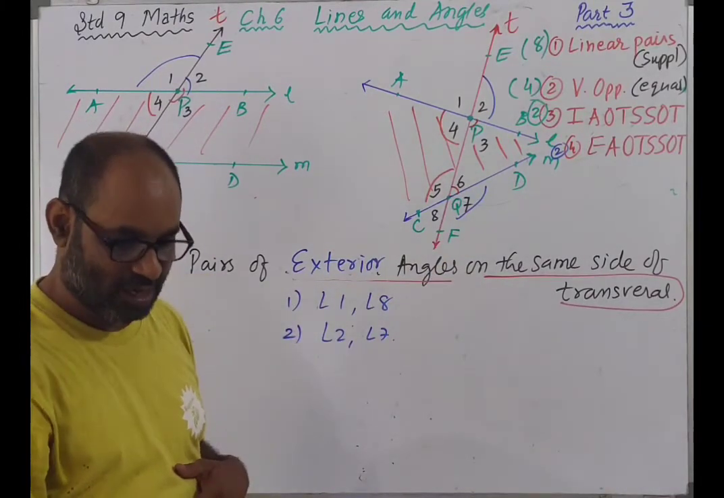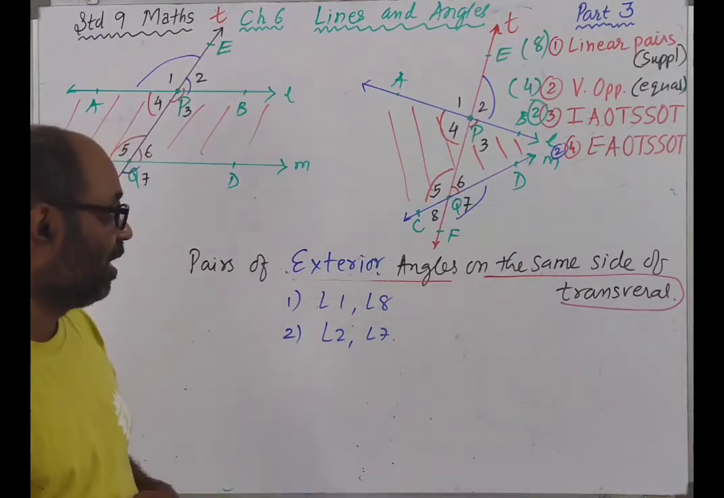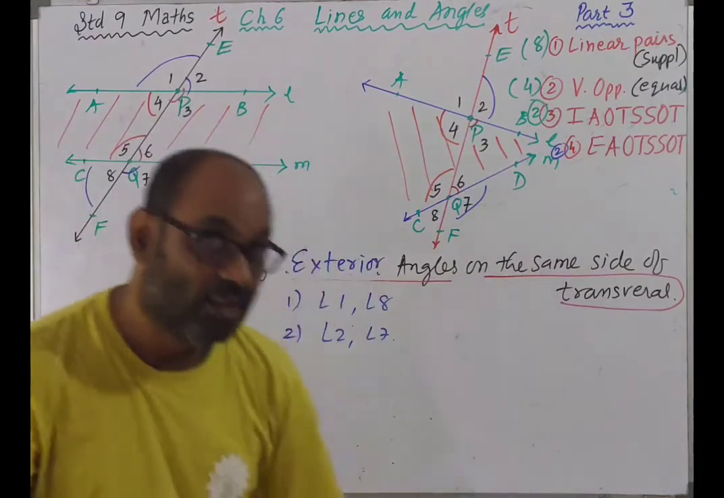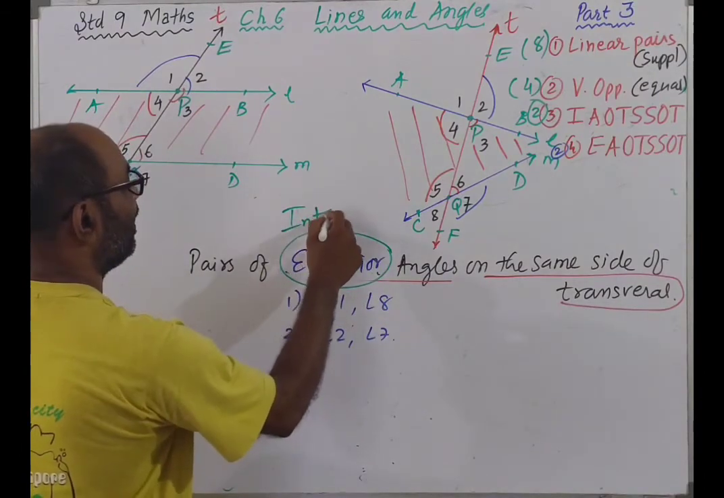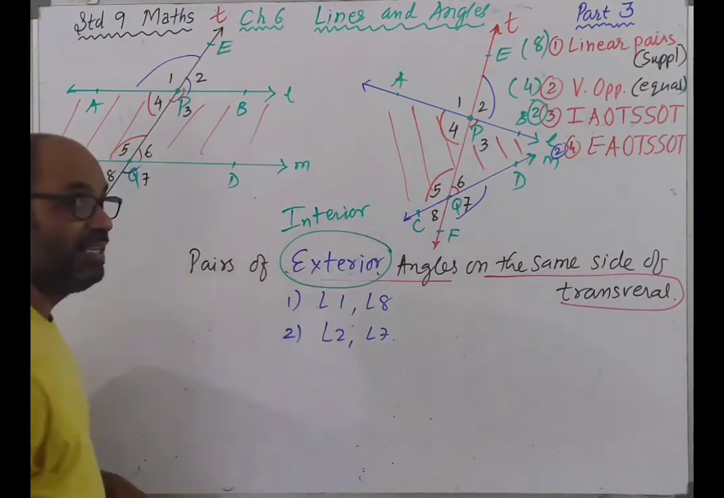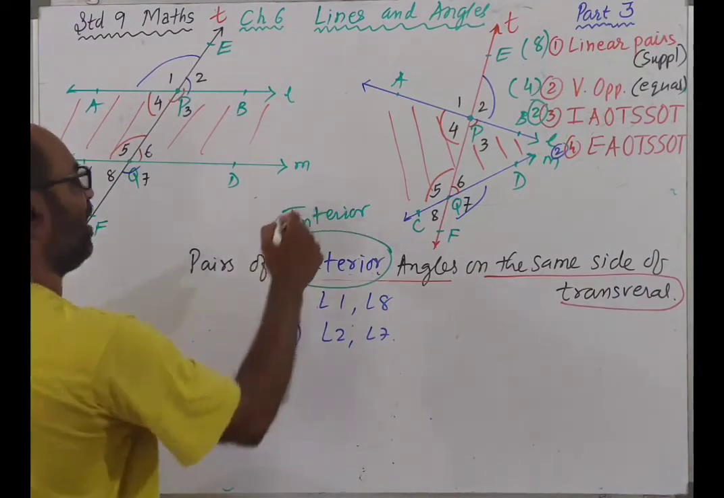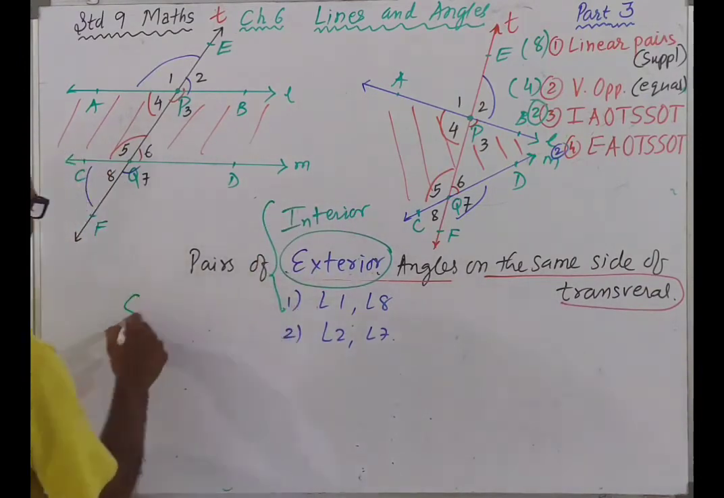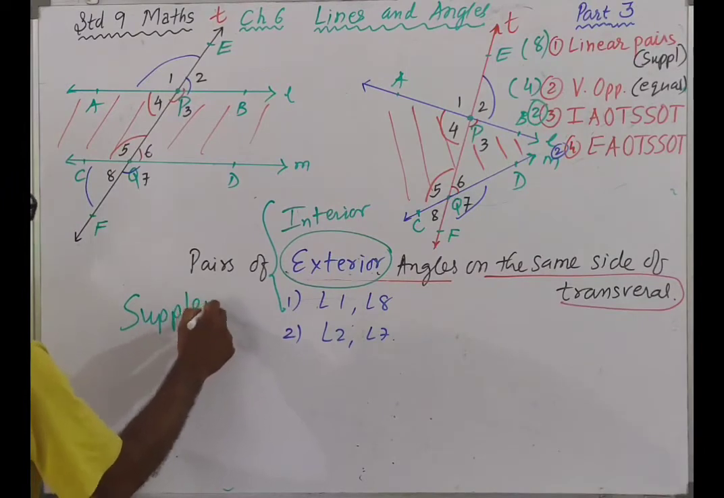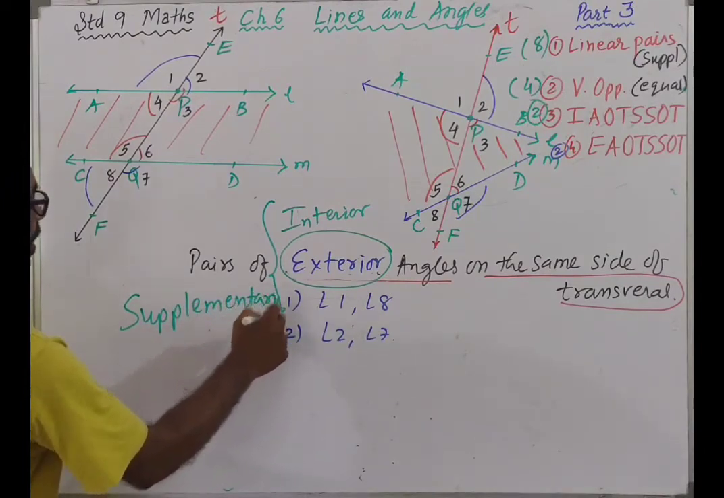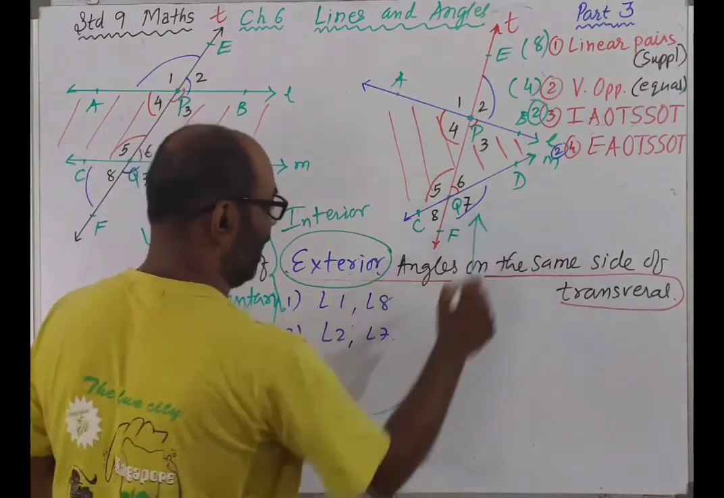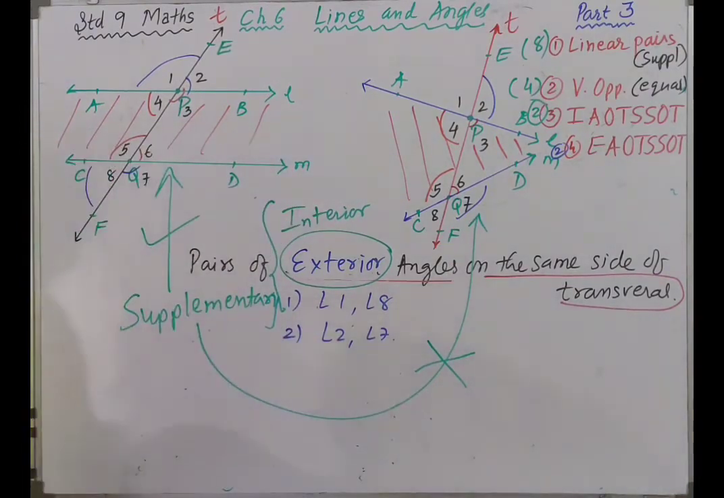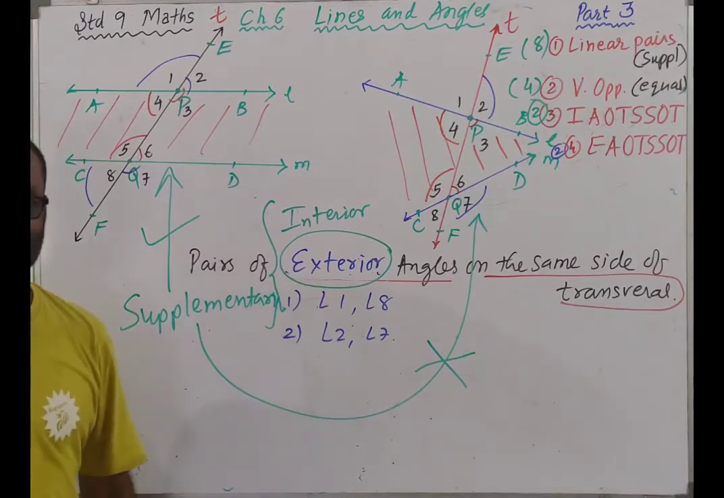Only 2 pairs. Alright. मैं एक बात बताना भूल गया चिल्ड्रन. इंटीरियर के लिए जो इंटीरियर है चिल्ड्रन, इंटीरियर एंगल्स आर सप्लीमेंट्री. दोनों इंटीरियर एंड एक्सटीरियर दोनों दे आर सप्लीमेंट्री in the first case, but they are not supplementary in the second case. Be careful about this.